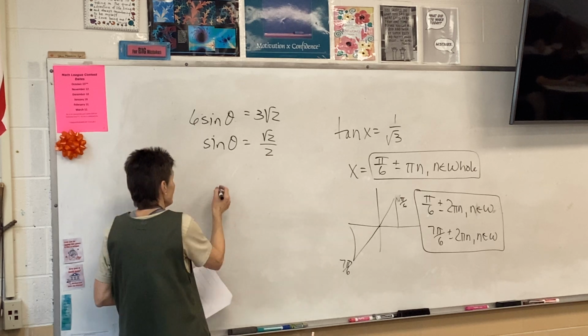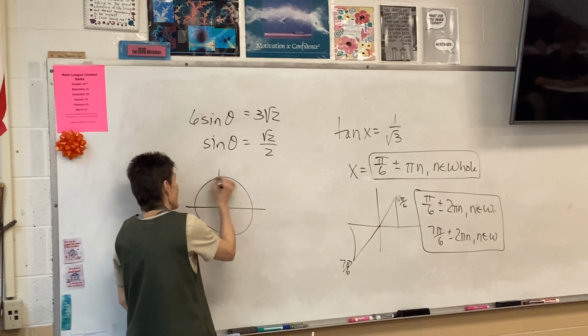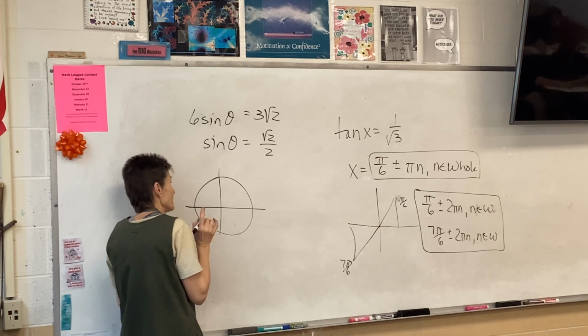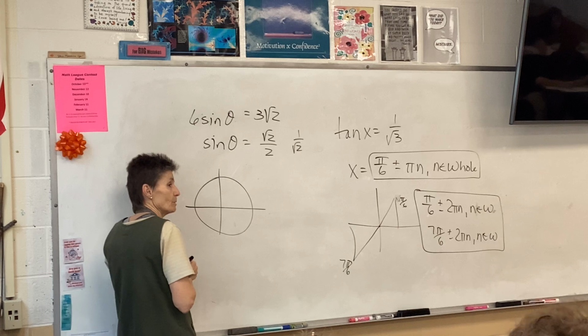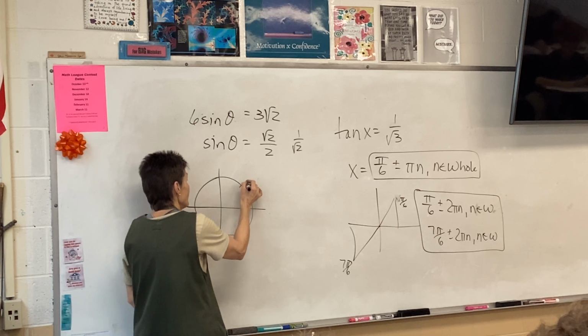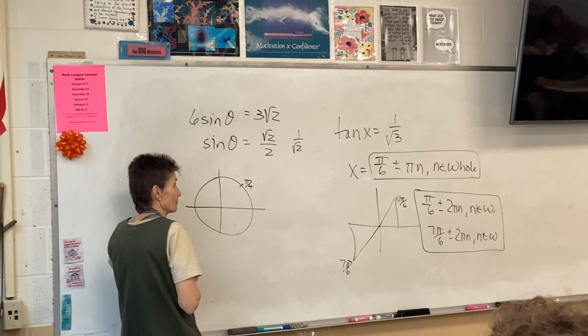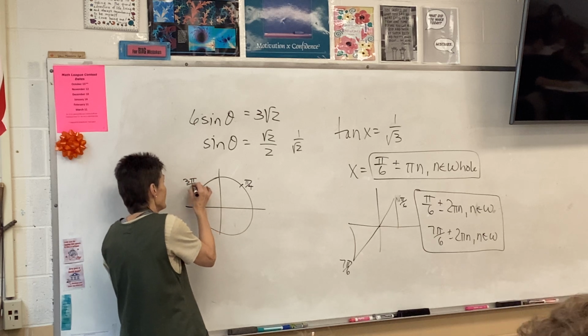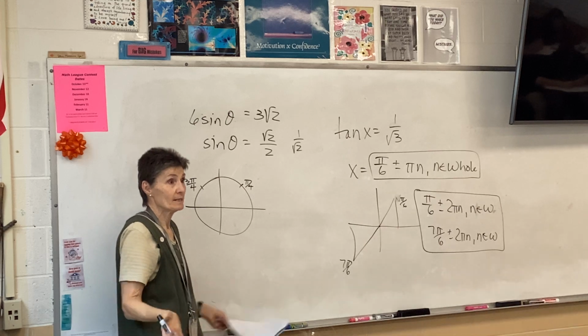Now, where does that happen? Think about your unit circle. Where does it happen that the sine is positive 1 over root 2, or root 2 over 2? Where does that happen? At pi over 4. Where else? Take sine. Where's the sine positive? 3 pi over 4. Isn't that where our sine is positive? Because sine is what?